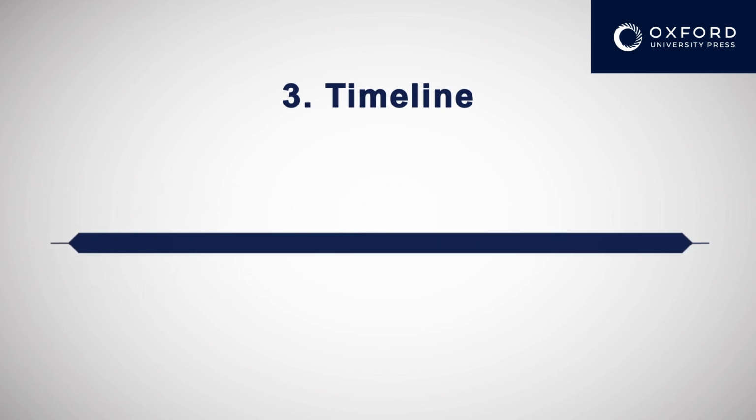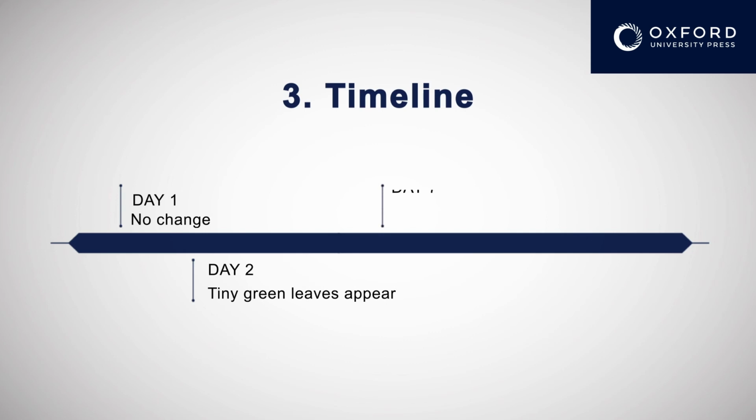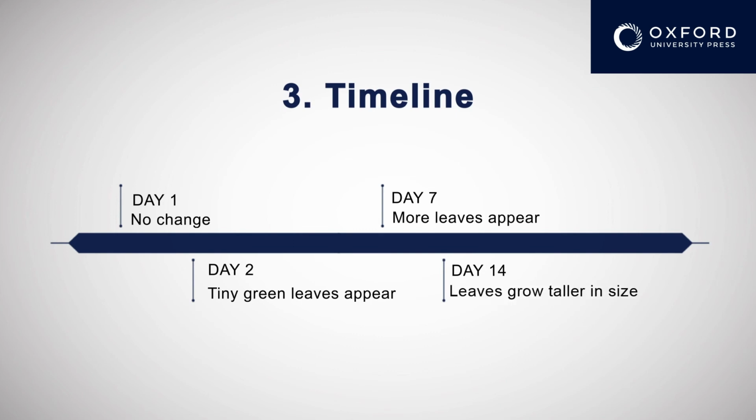Let's see how a timeline can be used to answer this question. For example, the student writes down day 1 and writes down no change, because that's the day when he or she has started the experiment. Then on day 2, they see that tiny green leaves start appearing on the carrot top. On day 7, for example, they write down more leaves appear. And on day 14, they write down their observation that the leaves grow taller in size, and they continue with this timeline as suggested by the teacher for a month or 2.